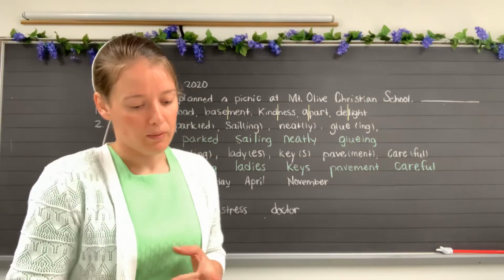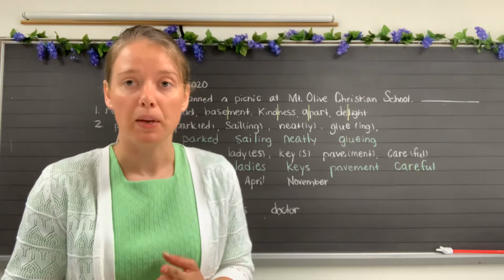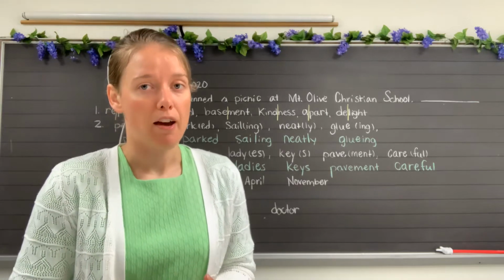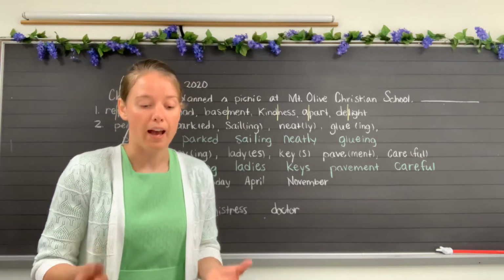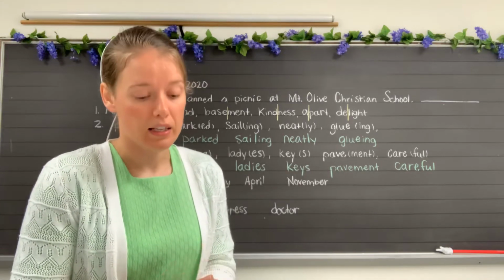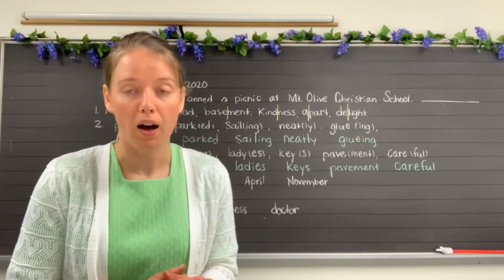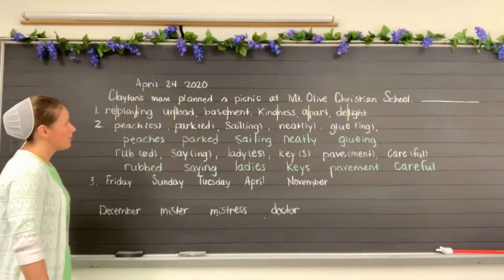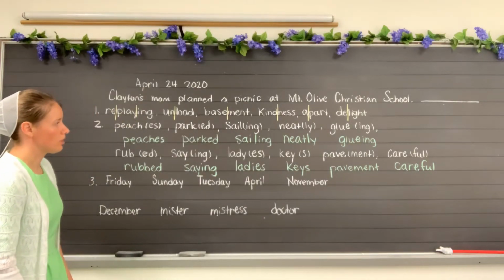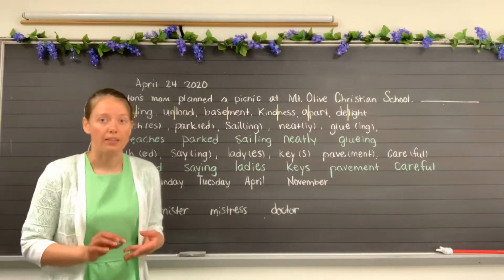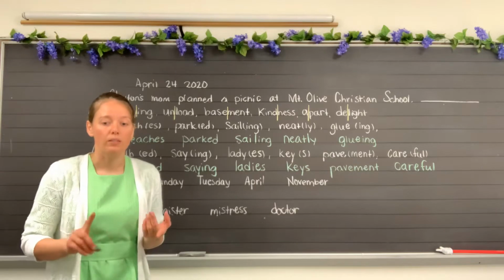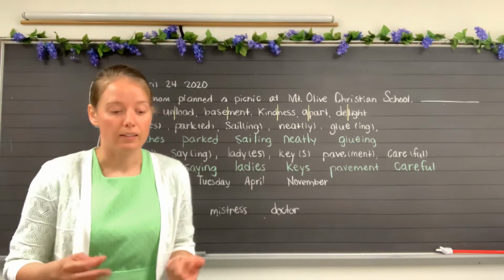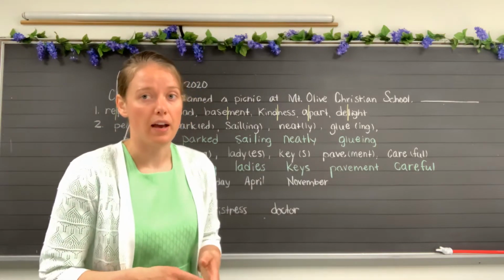Now we will talk about main nouns. Let's think about main nouns. So nouns name people, places, and things, okay? And main nouns are the noun that comes before the verb. It is main nouns. They tell who or what did the action in the sentence. So let's take a look at this sentence here. We have Clayton's mom planned a picnic at Mount Olive Christian School. Now this is what you're going to be doing in part A today. And so what you do first of all is look for your main noun. And main nouns come before the verbs, and they tell who or what did the action in the sentence.